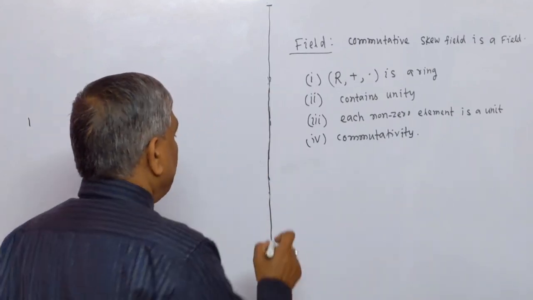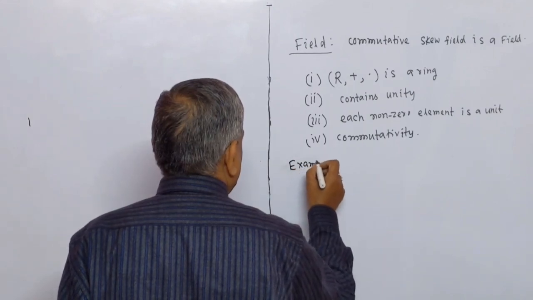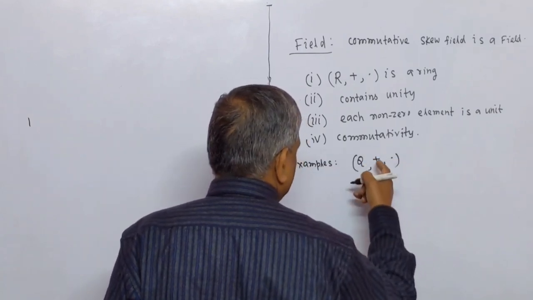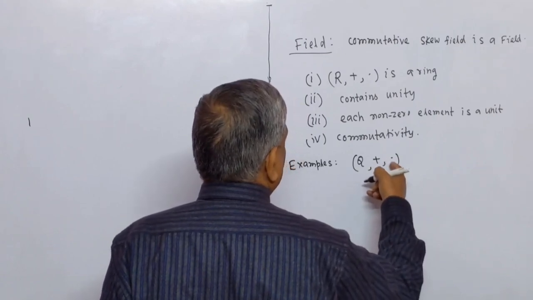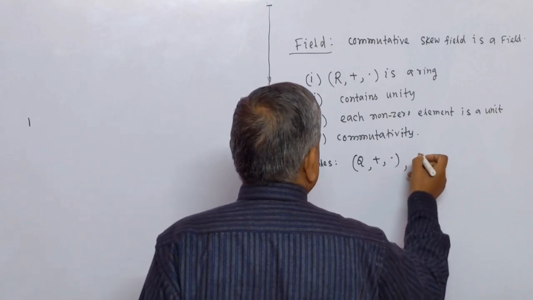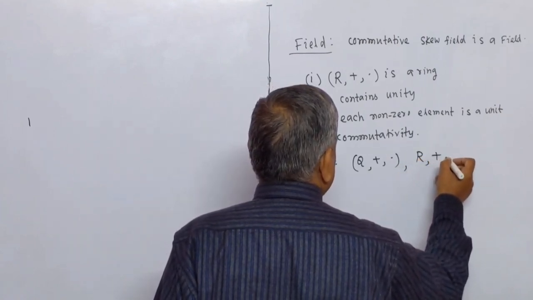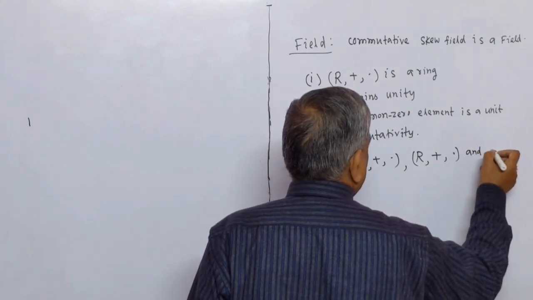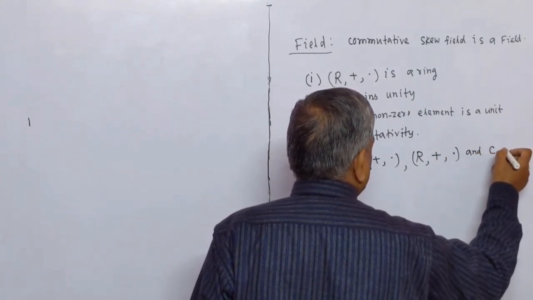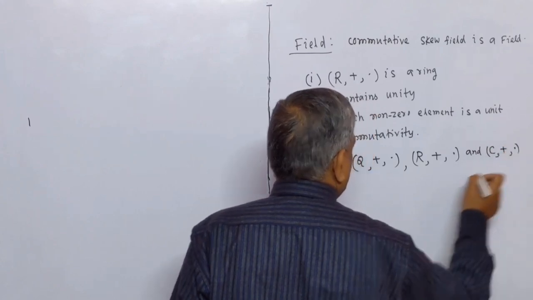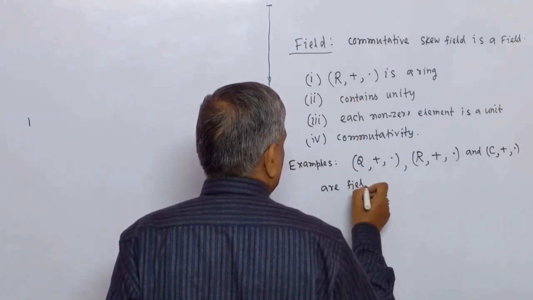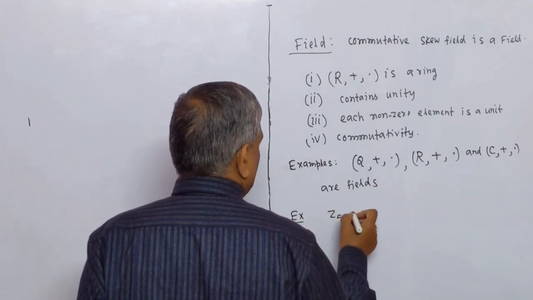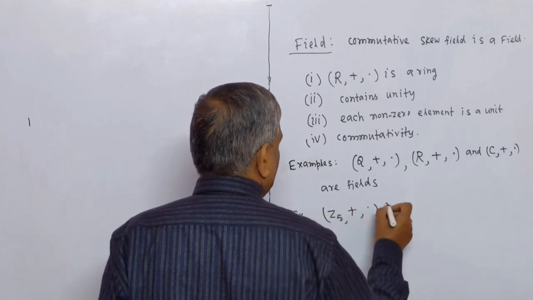Now we take examples of a field. Q plus dot, set of rational numbers with binary operation addition and multiplication, is a field. Set of real numbers with addition and multiplication as binary operation is a field. And set of complex numbers with addition and multiplication are fields. Next, Z5 with addition and multiplication is a field.